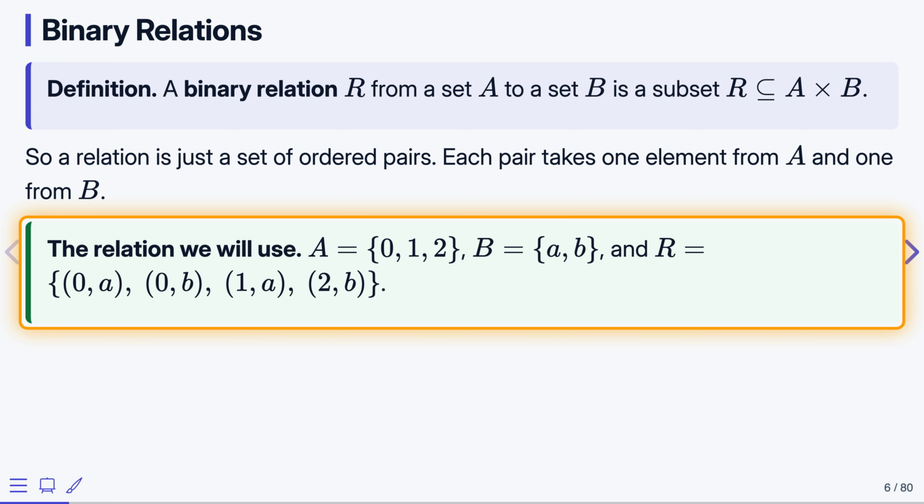Now let's fix a relation to work with. The set A is 0, 1, 2. The set B is {a, b} and R holds four pairs: (0, a), (0, b), (1, a), and (2, b). Remember these four pairs. On the next slide we draw them.